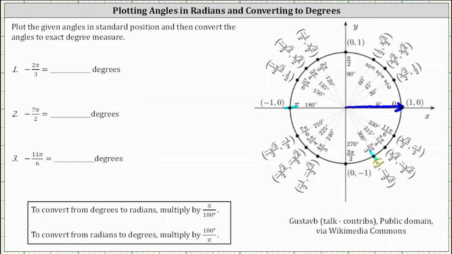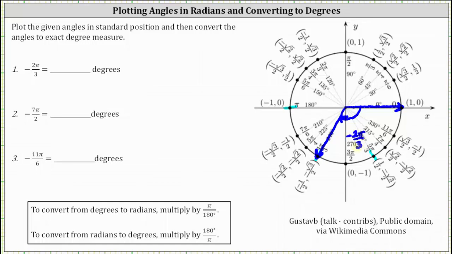Negative 2/3 pi radians would terminate here. Again, if we count by negative 1/3 pi, we have negative 1/3 pi, negative 2/3 pi, negative 3/3 pi, which is negative pi radians. Starting at the initial side and rotating clockwise, we have negative 1/3 pi and negative 2/3 pi radians. This is the terminal side for negative 2/3 pi radians.